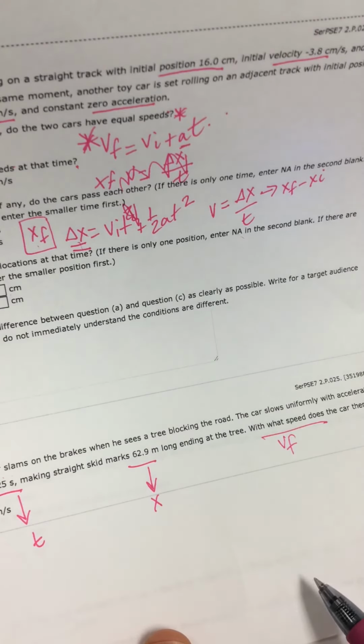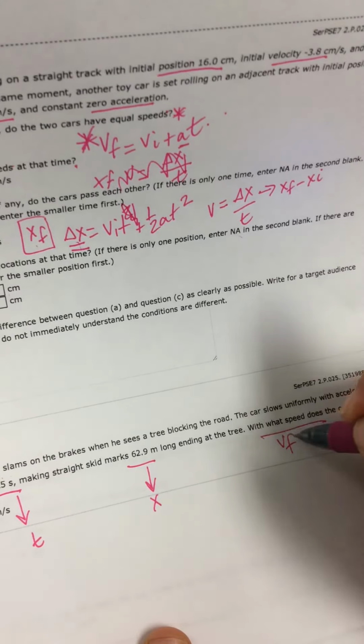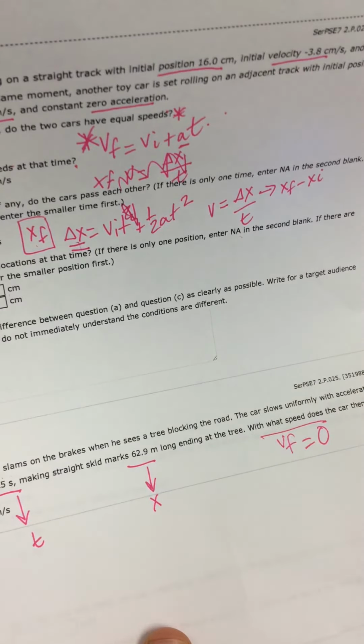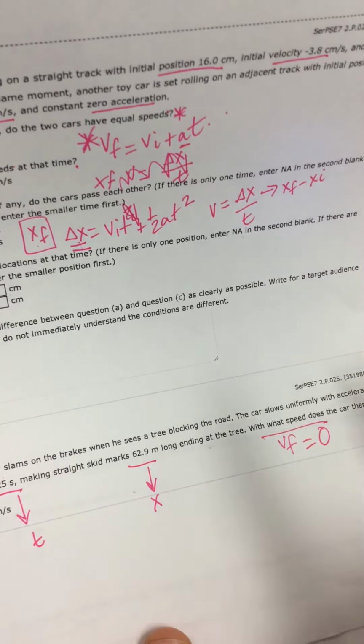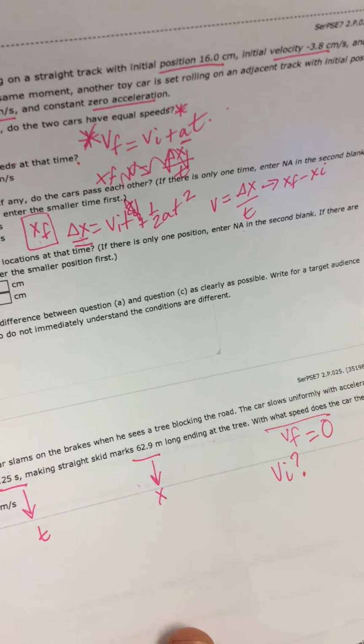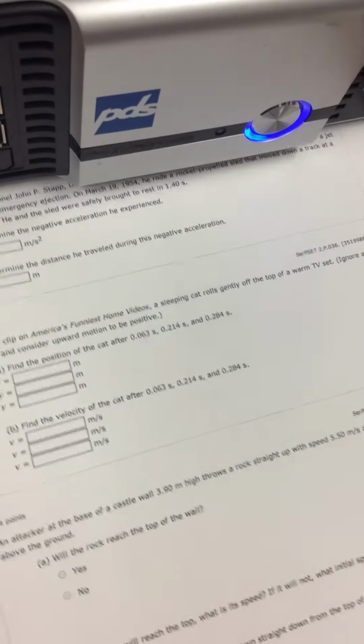Oh, wait a minute. My bad. With what speed does it then strike the tree? I already know what VF is. This thing is gonna stop, right? Skid marks ending at the tree. So I'm looking for VI here, aren't I? You always have to look for those things they're assuming you know or can understand from the question.